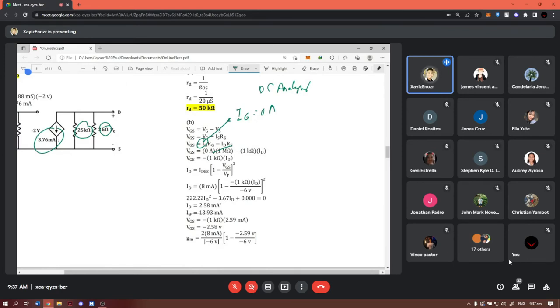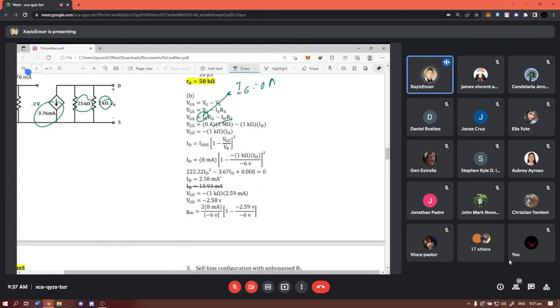So, how can we determine ID? Using yung ating Shockley's equation for JFET and D-MOSFET, which ID is equal to IDSS multiplied by 1 minus VGS over VP quantity squared. So, ito lang ginagawa natin. So, substitute, makakuha tayo ngayon ng quadratic equation. Kung mapapansin nyo, sinortcut ko na siya, kasi alam nyo naman yung process sa mga nakaraang ginagawa natin. After nyo ma-convert yan into quadratic equation, ito na yung magiging equation: 222.22 ID squared minus 3.67 ID plus 0.008. Kayo na bahala mag-confirm kung ito talaga yung quadratic equation equivalent niyan. Then, we can find dalawang values ng ID. So, we have 2.58 and 13.93 milliamperes.